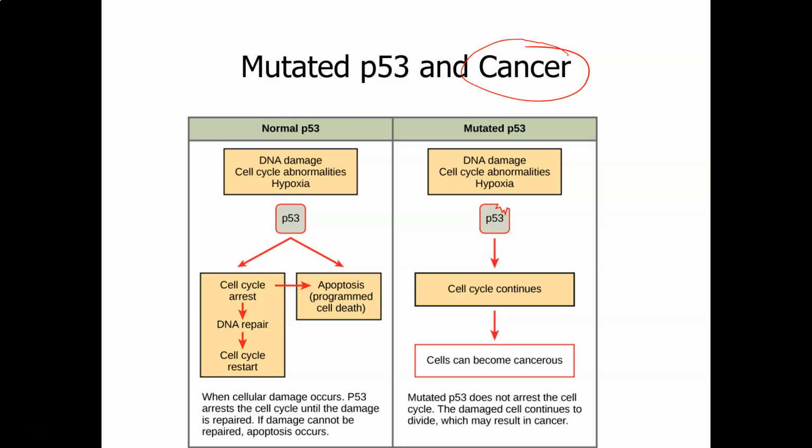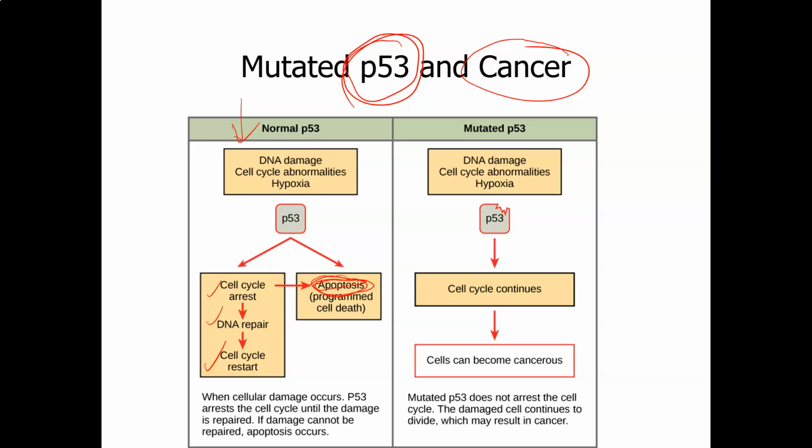What can cause the cancer to begin with is a mutated gene that leads to a mutated protein. P53 normally reacts this way. If you look at this chart here on the left, DNA damage, the cell cycle abnormalities, and hypoxia, meaning low oxygen, not enough oxygen getting into the cell. Any damage in the DNA, any abnormalities within the cell cycle, and low oxygen will cause P53 to either undergo apoptosis directly, which is programmed cell death. That means it's genetically programmed that the cell will just destroy itself, or the cell cycle will go into arrest, which means it will pause. The DNA will repair itself, and the cell cycle will restart.